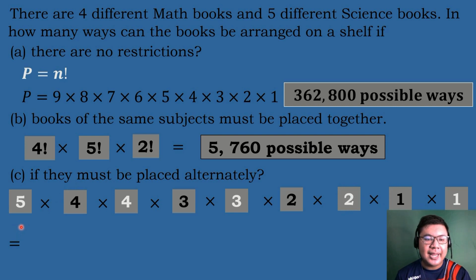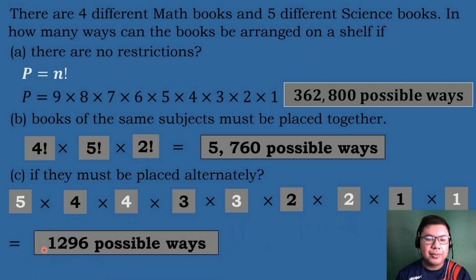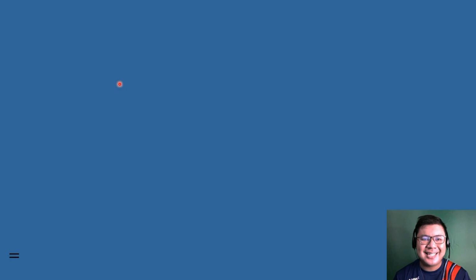So for the science books, we have 5 times 4 times 3 times 2 times 1. For the math books, we have 4 times 3 times 2 times 1. And we have placed them alternately. Multiplying these numbers, there are 1,296 possible ways we can arrange 4 different math books and 5 different science books if they must be placed alternately. Let's have our last example.